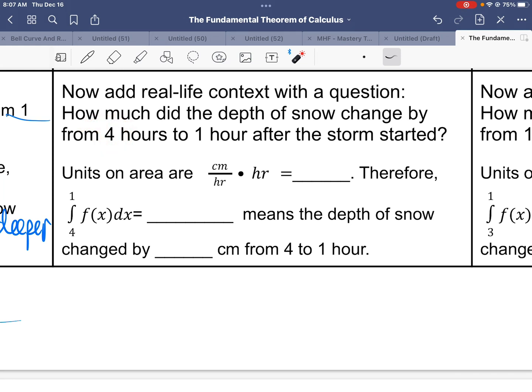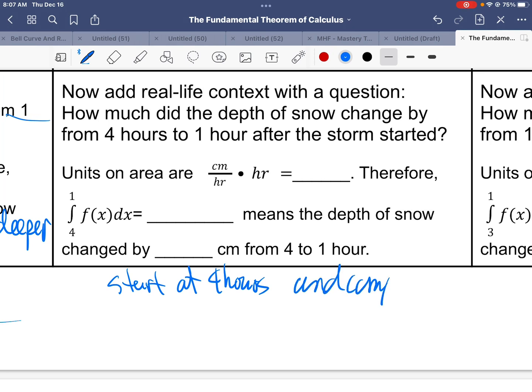Okay, so, actually, sorry, you go outside after 1 hour, then you go outside after 4 hours. As you look back, everything's relative now to 4 hours because we're starting at 4 hours. So if I start at 4 hours and look to 1 hour, was the snow deeper or less deep at 1 hour? Remember, we start at 4 hours and compare to 1 hour. So if I look back in time, is there less snow or more snow?